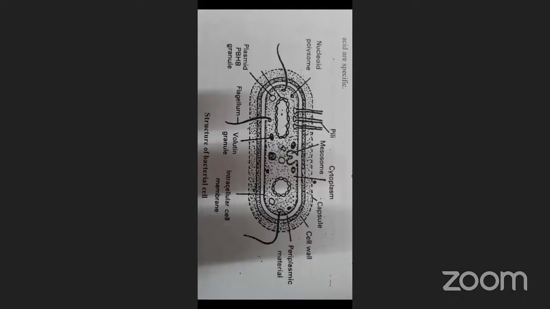Some plasmids get integrated with the bacterial chromosome during the replication time. They are called episomes. The term episome was used by the scientists Jacob and Wollman in 1960.